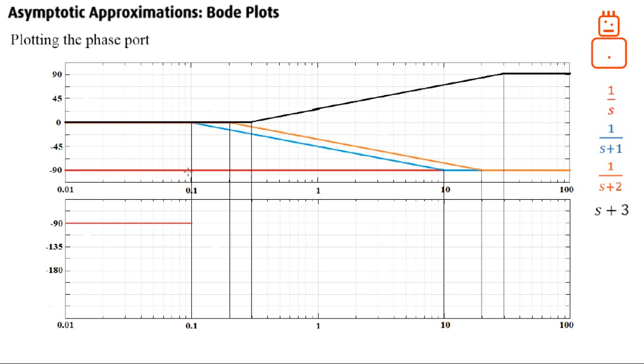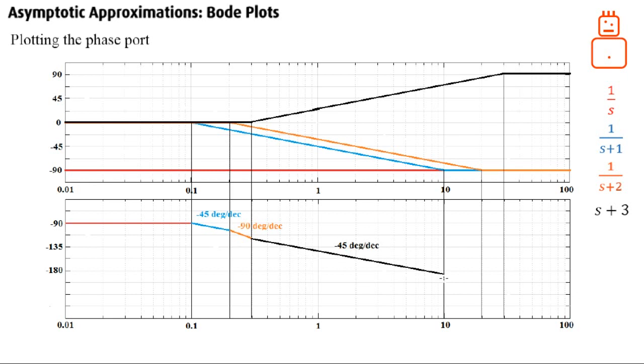It contributes minus 90 degrees for all frequencies until 0.1. All other angles here are 0. After that, you see the blue line that comes from the first pole will give a slope of minus 45 degrees. After 0.2, between 0.2 and 3, the orange one that comes from the second pole will add another 45 degrees per decade and will be active in this portion. So this is minus 90. If you see after 0.2, the black one also shares its action with the other lines here. So it basically takes away 45 degrees from here, so it will be just minus 45 degrees.